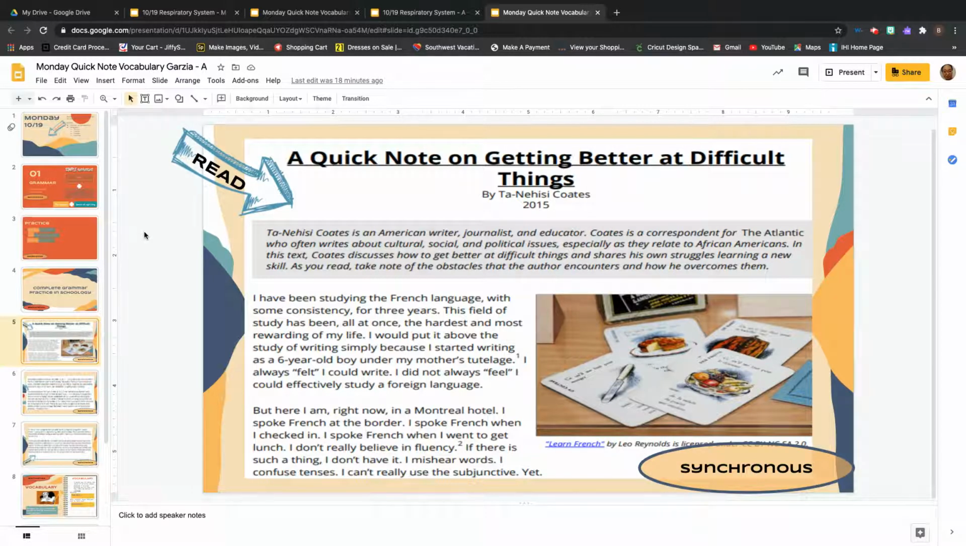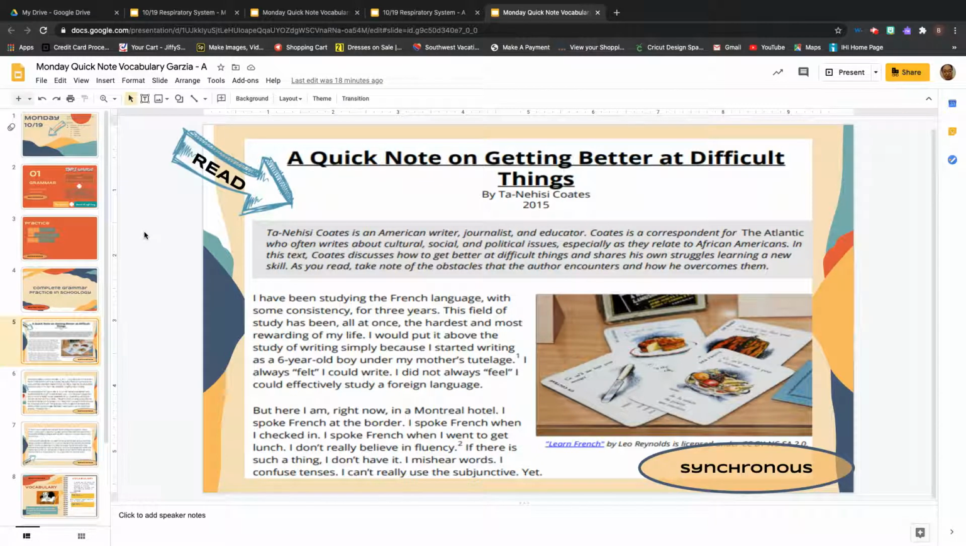So here we go. I have been studying the French language with some consistency for 3 years. This field of study has been, all at once, the hardest and most rewarding of my life. I would put it above the study of writing simply because I started writing as a 6-year-old boy under my mother's tutelage. I always felt I could write. I did not always feel I could effectively study a foreign language.